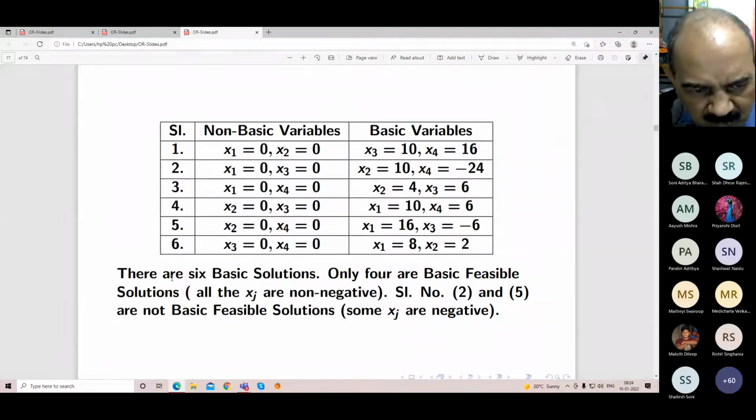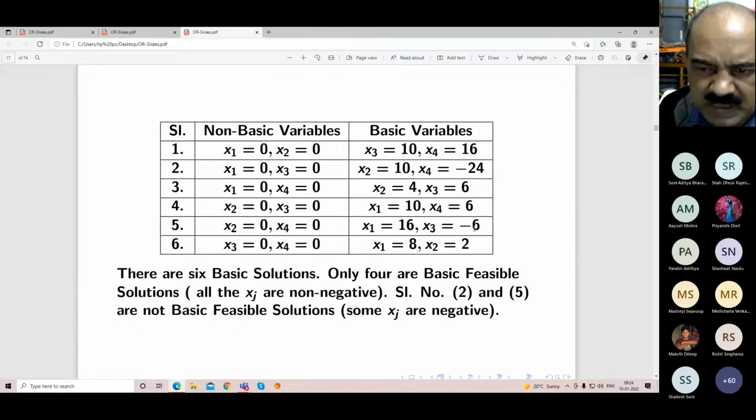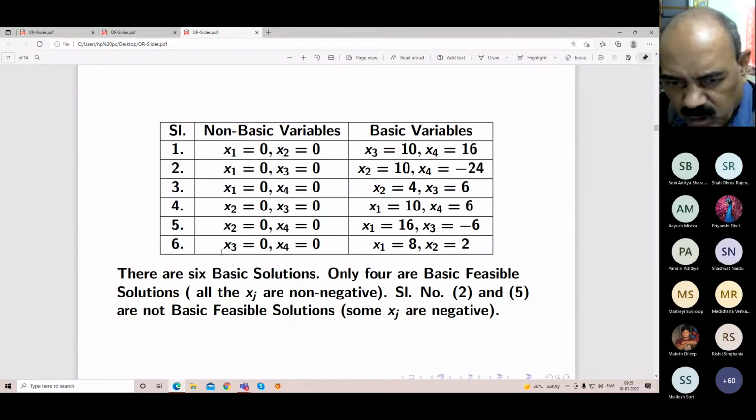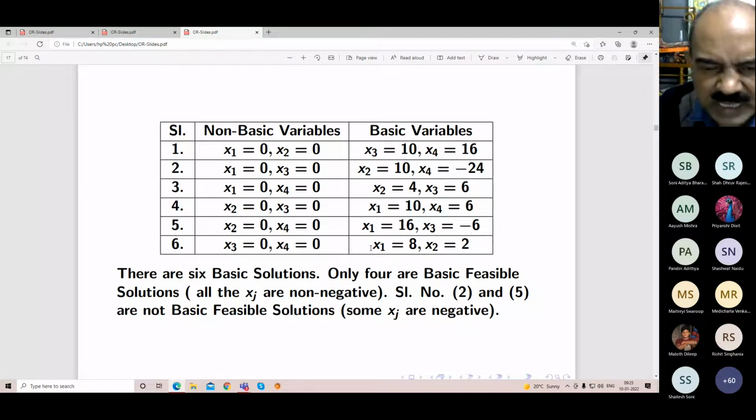Now serial number 5 has one negative component. Is it a basic feasible solution? No, sir, because there is one negative, so this cannot be a basic feasible solution. Serial number 6: all the 4 components are non-negative, so it is a basic feasible solution. x1 equal to 8, x2 equal to 2, so this corresponds to the extreme point B. Yes or no?